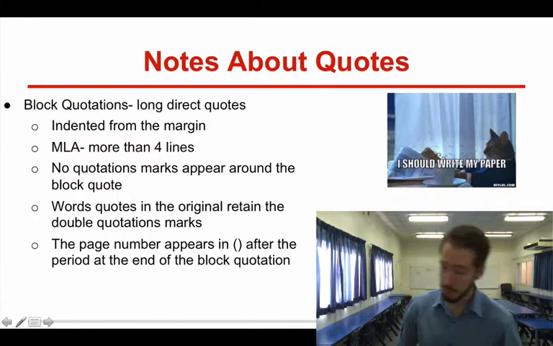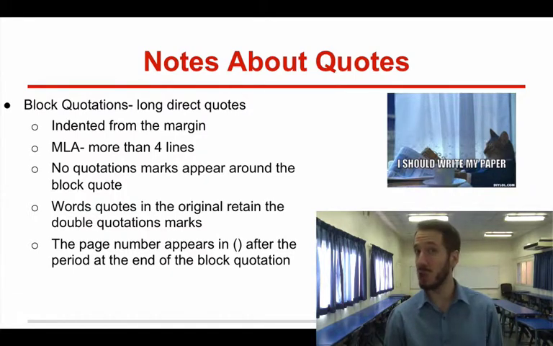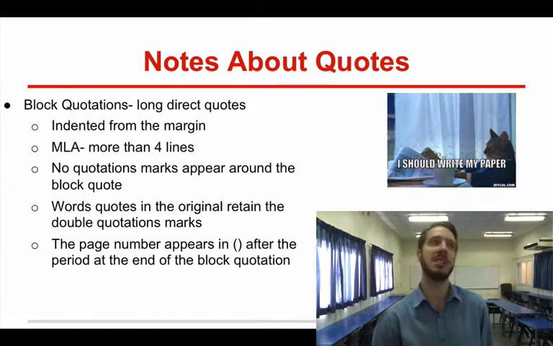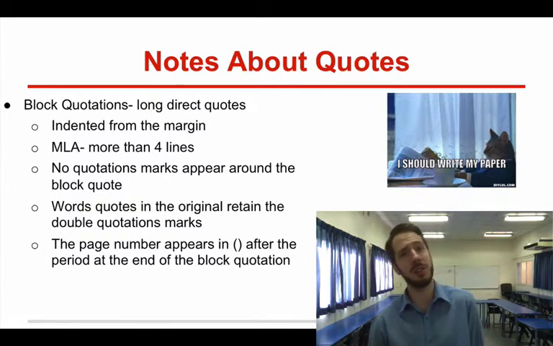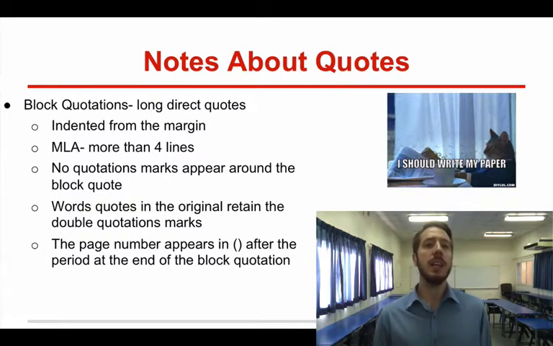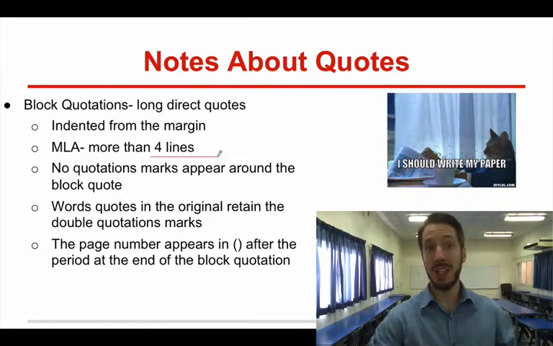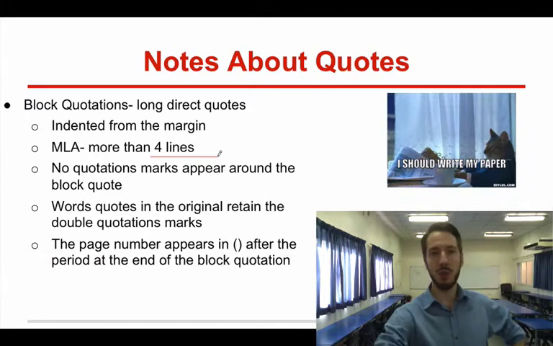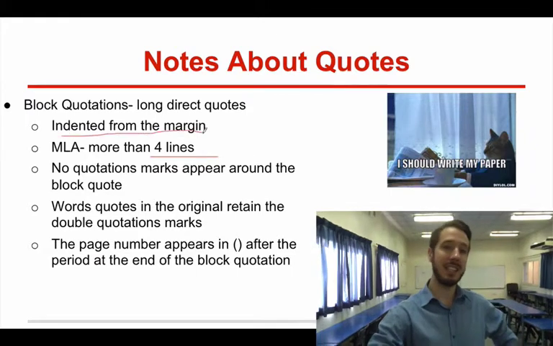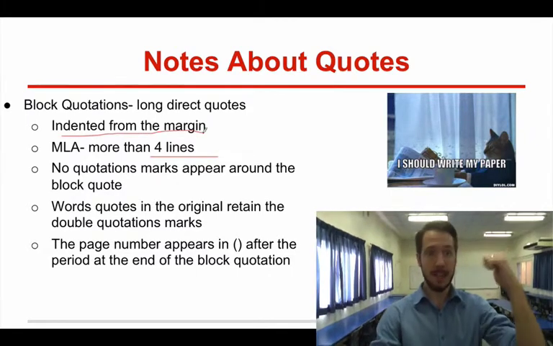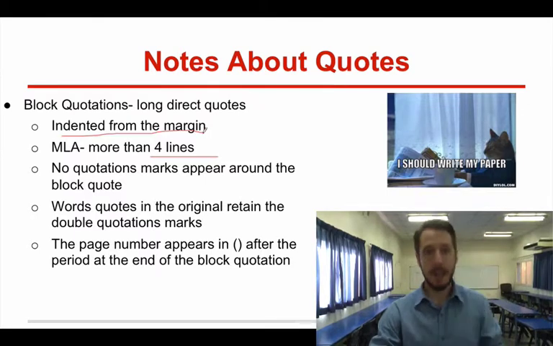Now, a note about block quotes. These are the long, direct quotes. You want to try to limit them, but sometimes you want to include them because they're just a really, really good point. Usually in MLA, that is a quote that has more than 4 lines in your paper. Now, what you do is you indent the entire quote. You hit your tab button and you just shift it in.